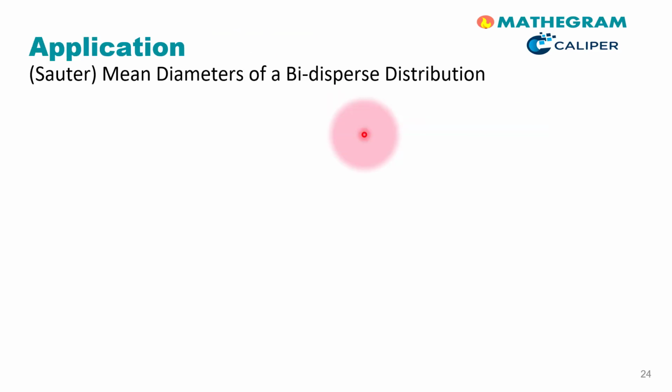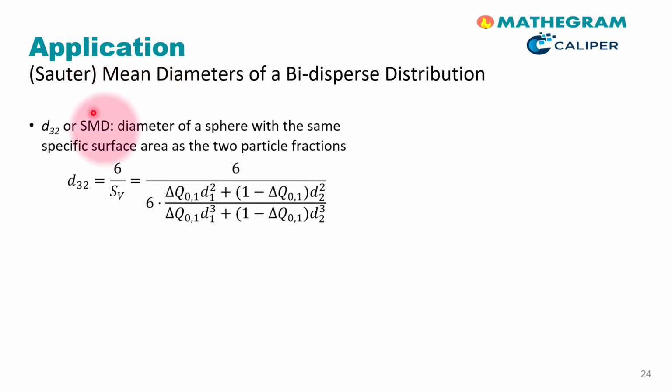To finalize our discussion of distributions, let us consider another example. We here aim at calculating the outer mean diameter of a polydispersed distribution. As you already know, the D32 or SMD is the diameter of a sphere with the same specific surface area SV as the whole particle population. Thus, we simply have to insert the definition of SV as you see here.